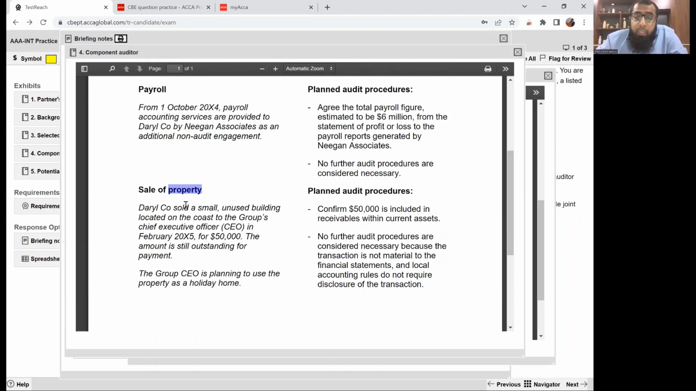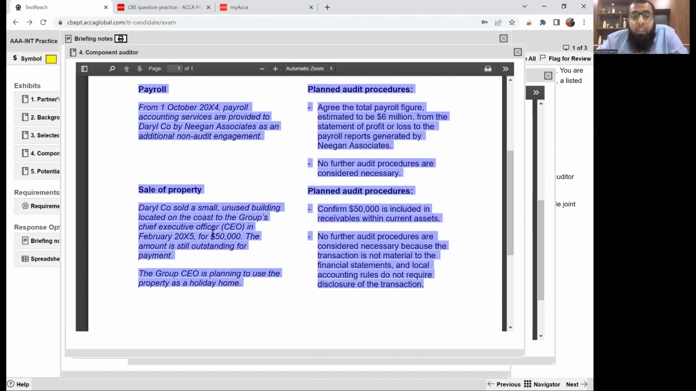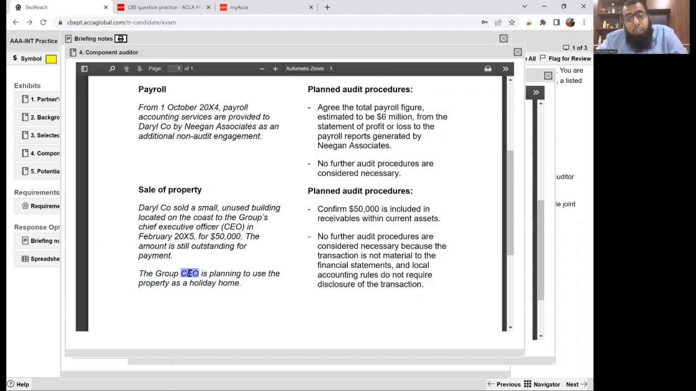Then, sale of property. Darrell Company sold a small unused building located on the coast to the group's CEO in February 2005 for $50,000. The amount is still outstanding for payment. The group's CEO is planning to use the property as a holiday home. So obviously this is a related party transaction, because the group's chief executive officer is a related party of the group. Confirmed $50,000 is included in receivable. No further audit procedures are considered necessary because the transaction is not material to the financial statements and local accounting rules do not require disclosure of this transaction.